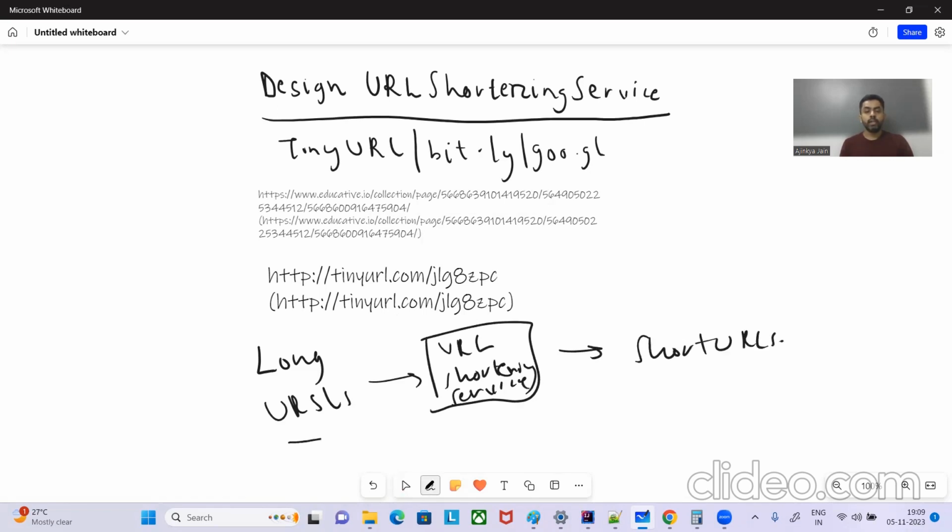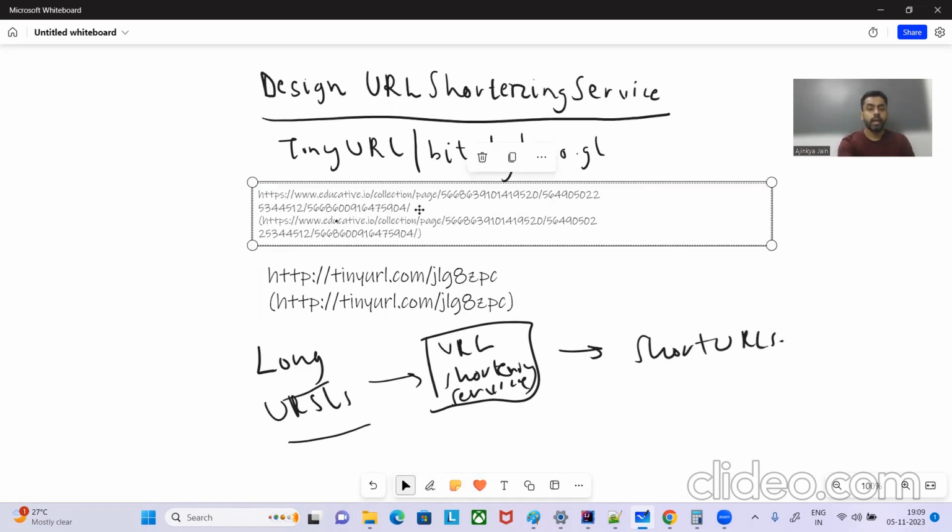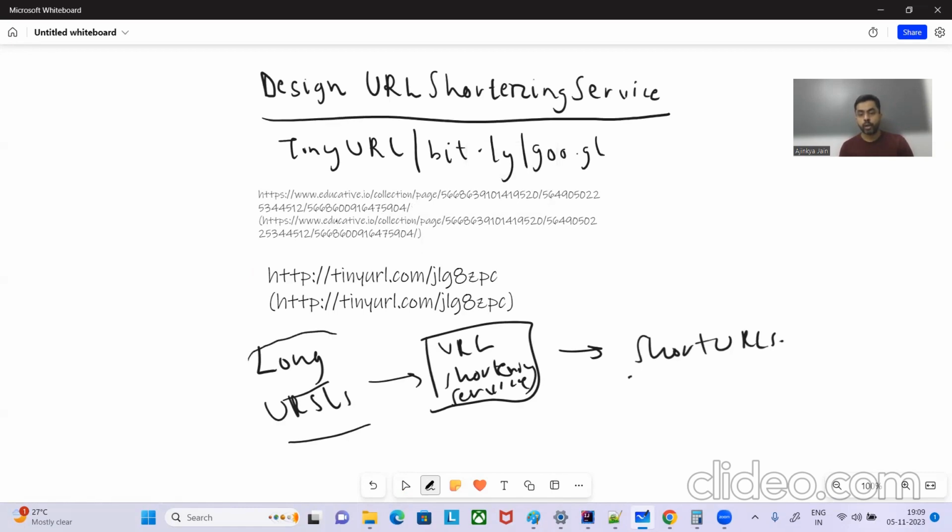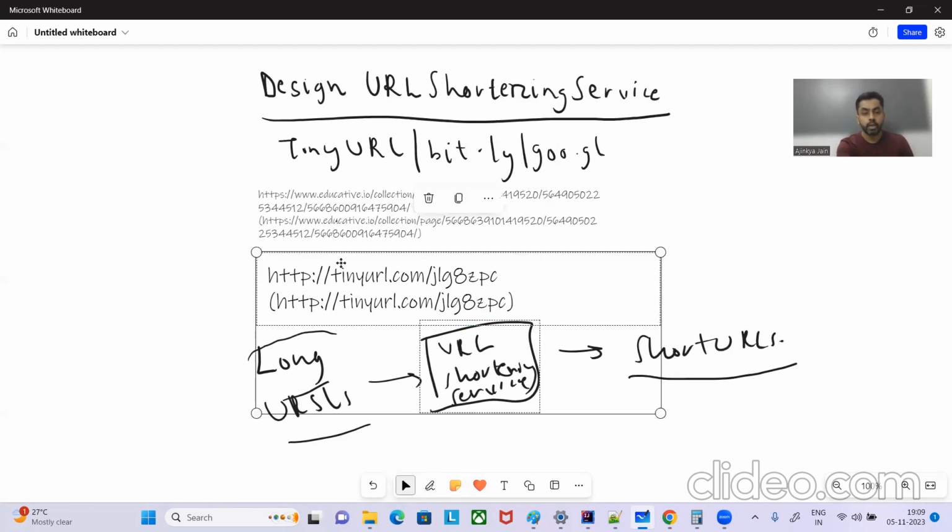Long URLs are URLs like the one you can see in this example. This is a very long URL. Long URLs are very big and not easy to share. So there are services which, given long URLs, provide short URLs, which are easy to remember. You can see an example of a short URL here.